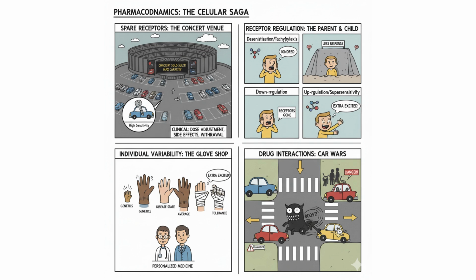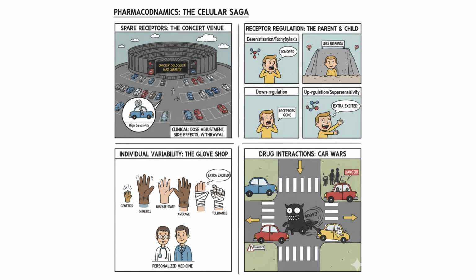Okay, let's start with spare receptors. More than meets the eye. Okay, last time we used the analogy of a car and a driver. You might think that to get the car going at maximum speed, you'd need a driver in every available car. But that's not always true in the body.